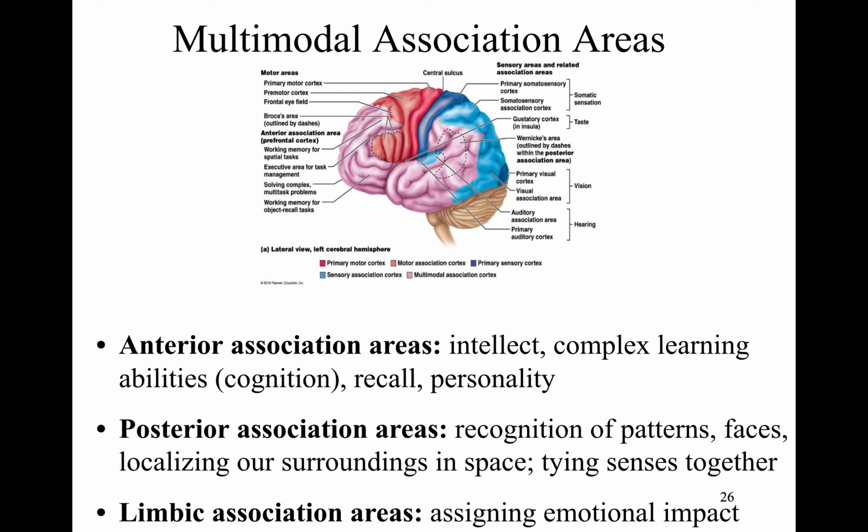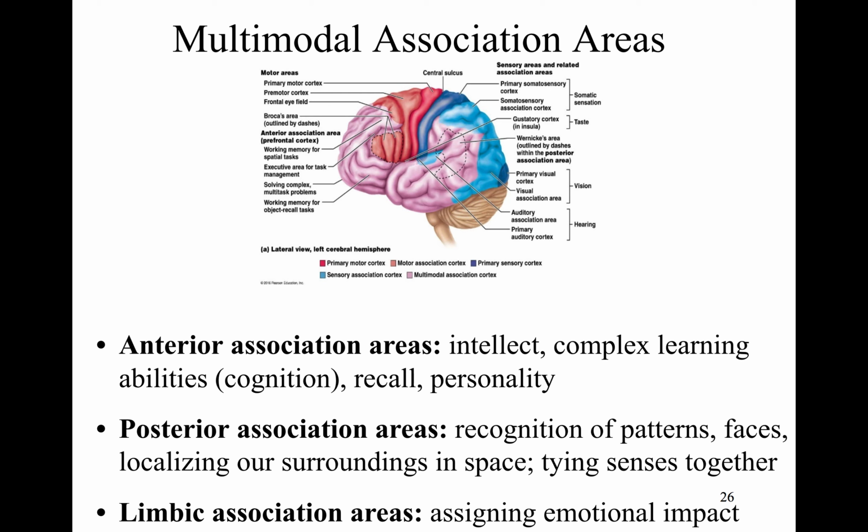Lastly, we're going to have what are known as association areas. Association areas receive input from multiple senses, and then they send output to multiple areas. So they're going to receive sensory information from multiple sensory areas, and then send motor output or motor plans to multiple different motor areas. So multimodal association areas are ultimately going to cross a number of different lobes.